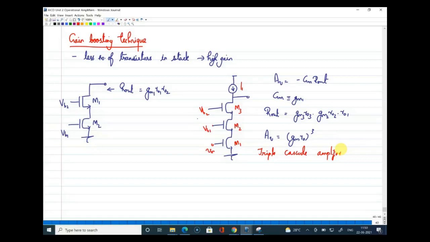So why I have kept this triple cascode amplifier is just to say that if you add 3 transistors in stack, you will get a gain of GM R0 the whole cube. That is the idea of cascoding.